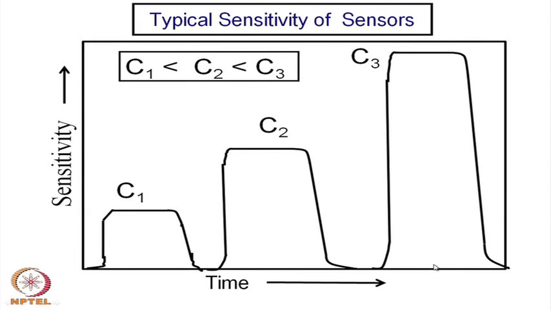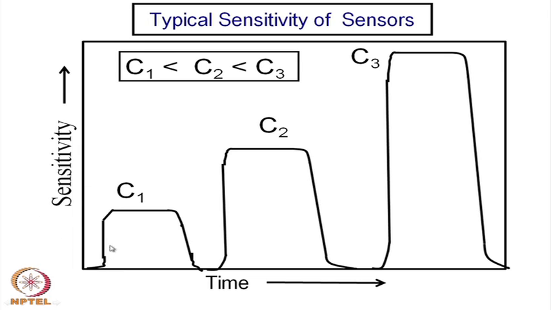That we have discussed. Response time, this is the last one for the time being. This is the typical sensitivity of sensors. Well, these are schematics only, which has been plotted here as time versus sensitivity for different concentrations of the same gas. Of course, this is not a mixture of gas; the same gas has been introduced at different times, and see how the response changes, or the sensitivity changes, or the strength of the signal changes.